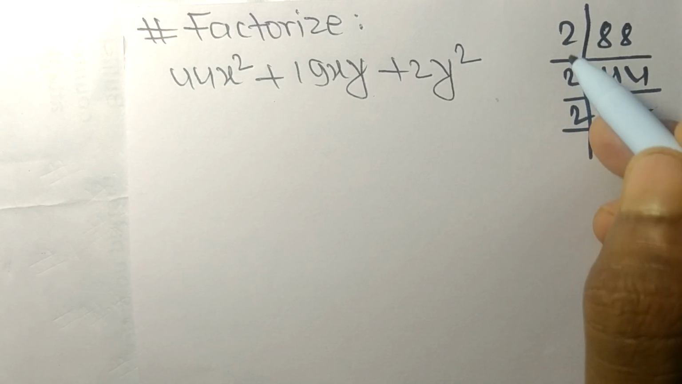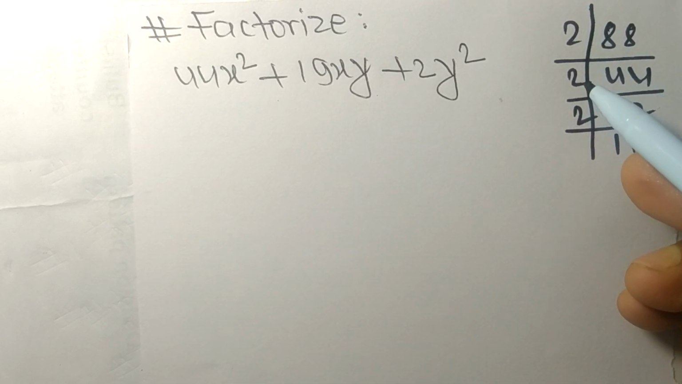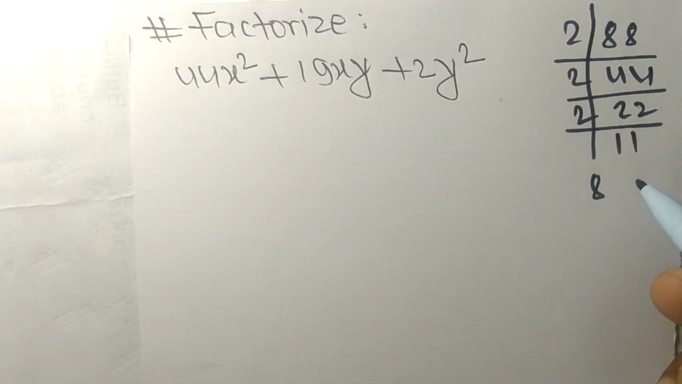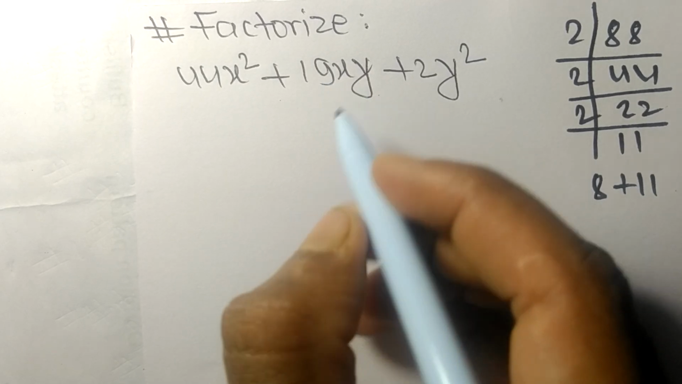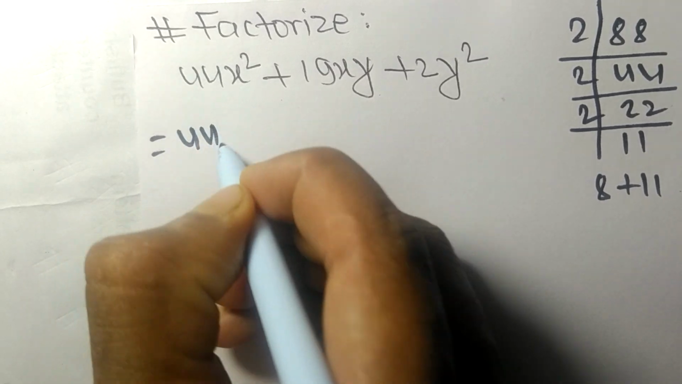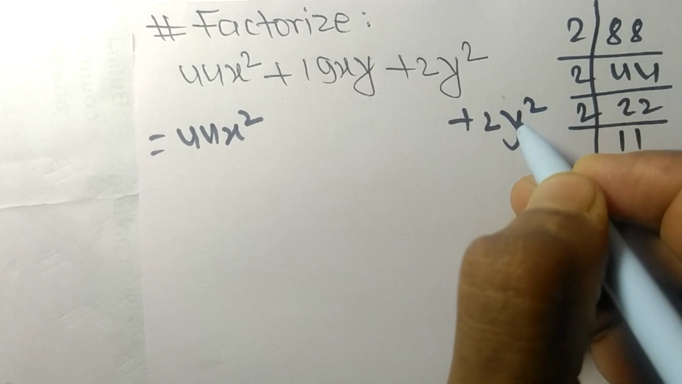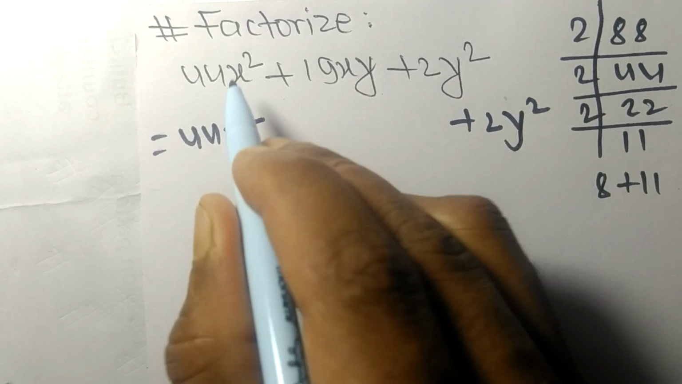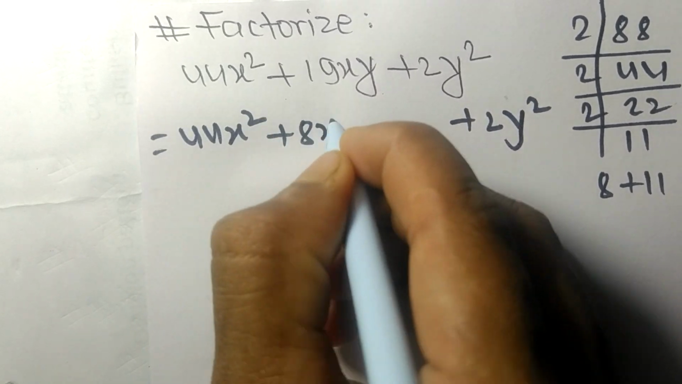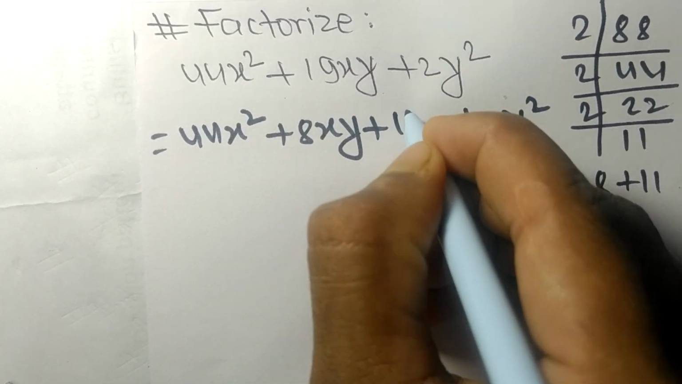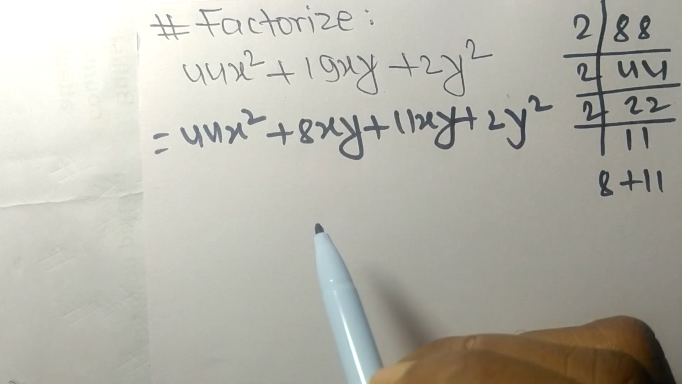So by multiplying within these numbers we take 19. So 2 times 2 means 4. 4 times 2 means 8. And this 11. So 8 plus 11 means 19. So here 44x² and the last expression 2y² both are the same. So now 19xy is 8xy plus 11xy. It means it is 19xy.